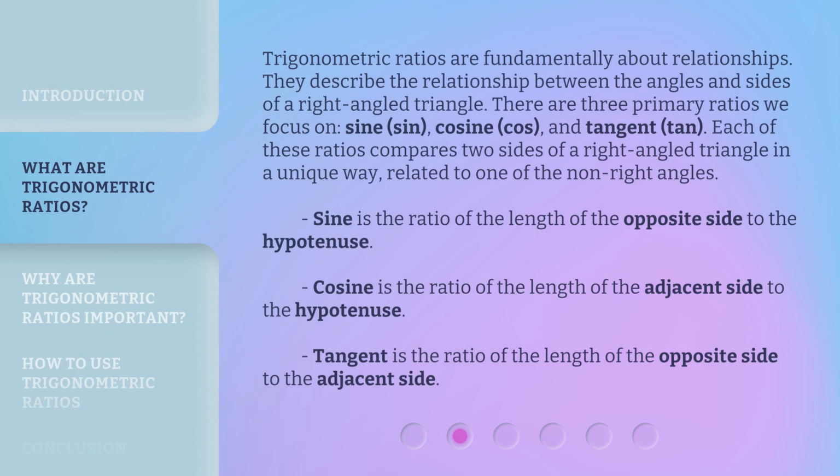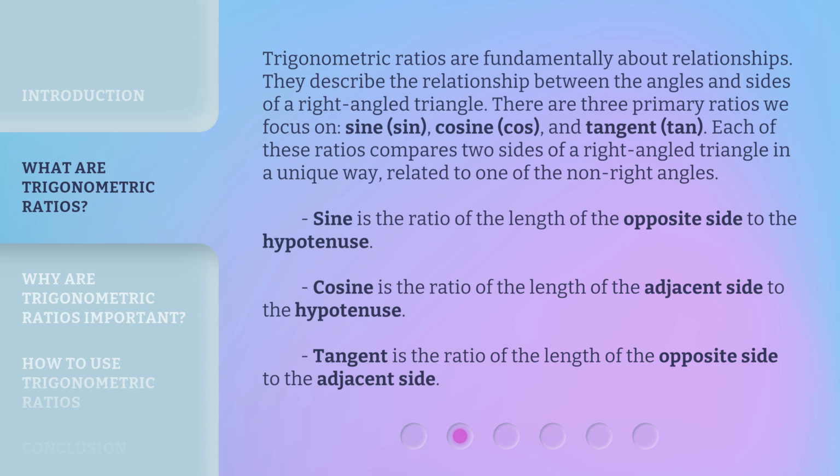Trigonometric ratios are fundamentally about relationships. They describe the relationship between the angles and sides of a right-angled triangle. There are three primary ratios we focus on: sine (sin), cosine (cos), and tangent (tan). Each of these ratios compares two sides of a right-angled triangle in a unique way, related to one of the non-right angles. Sine is the ratio of the length of the opposite side to the hypotenuse.